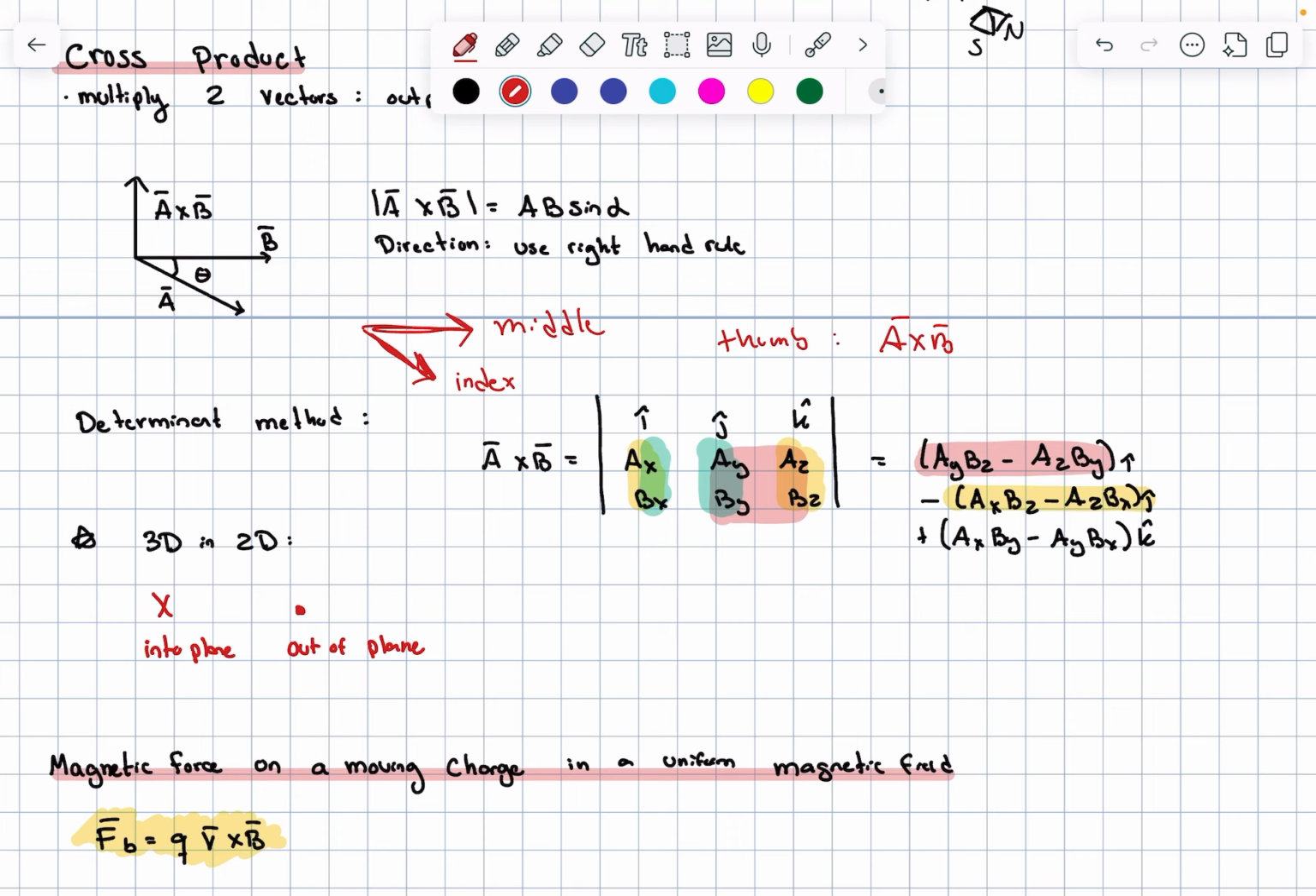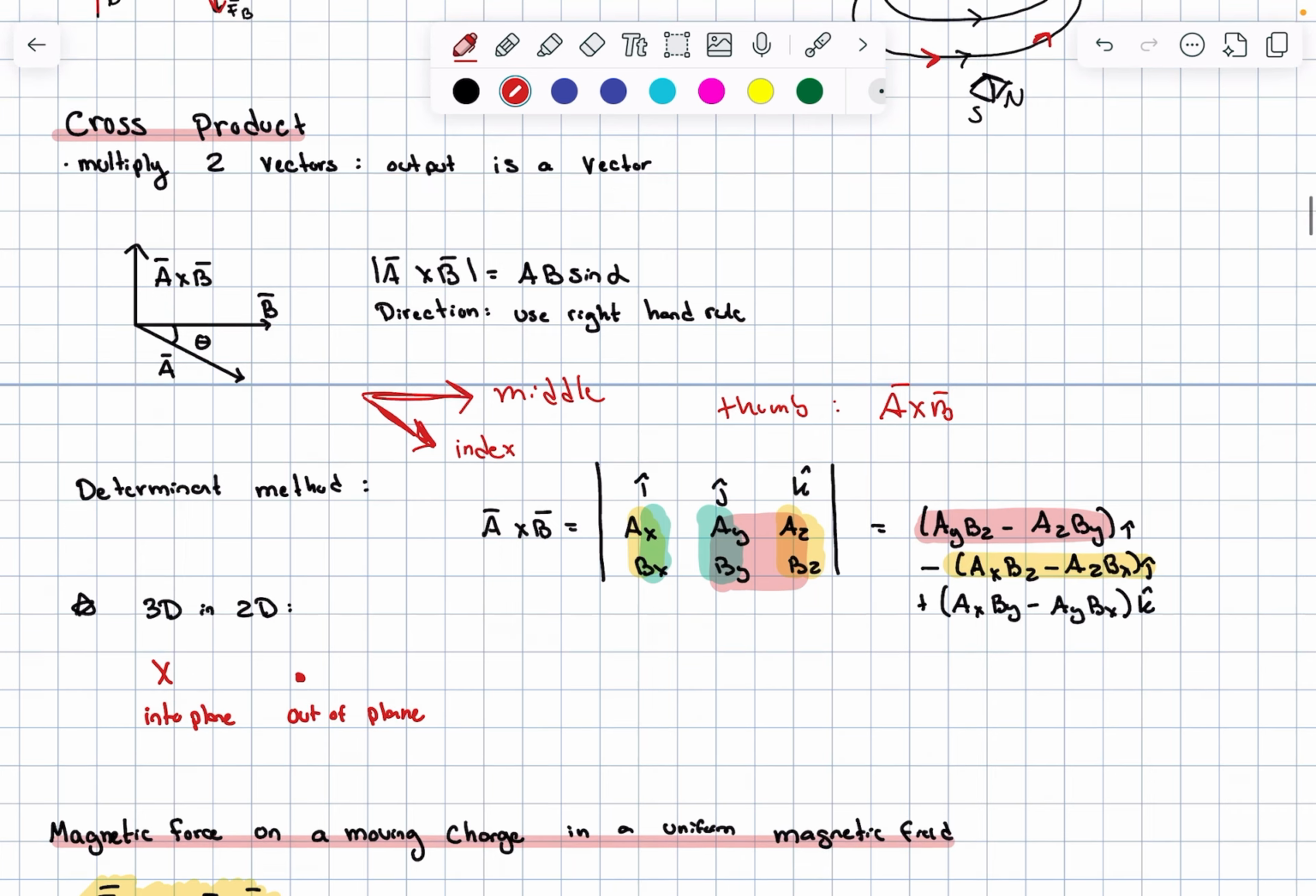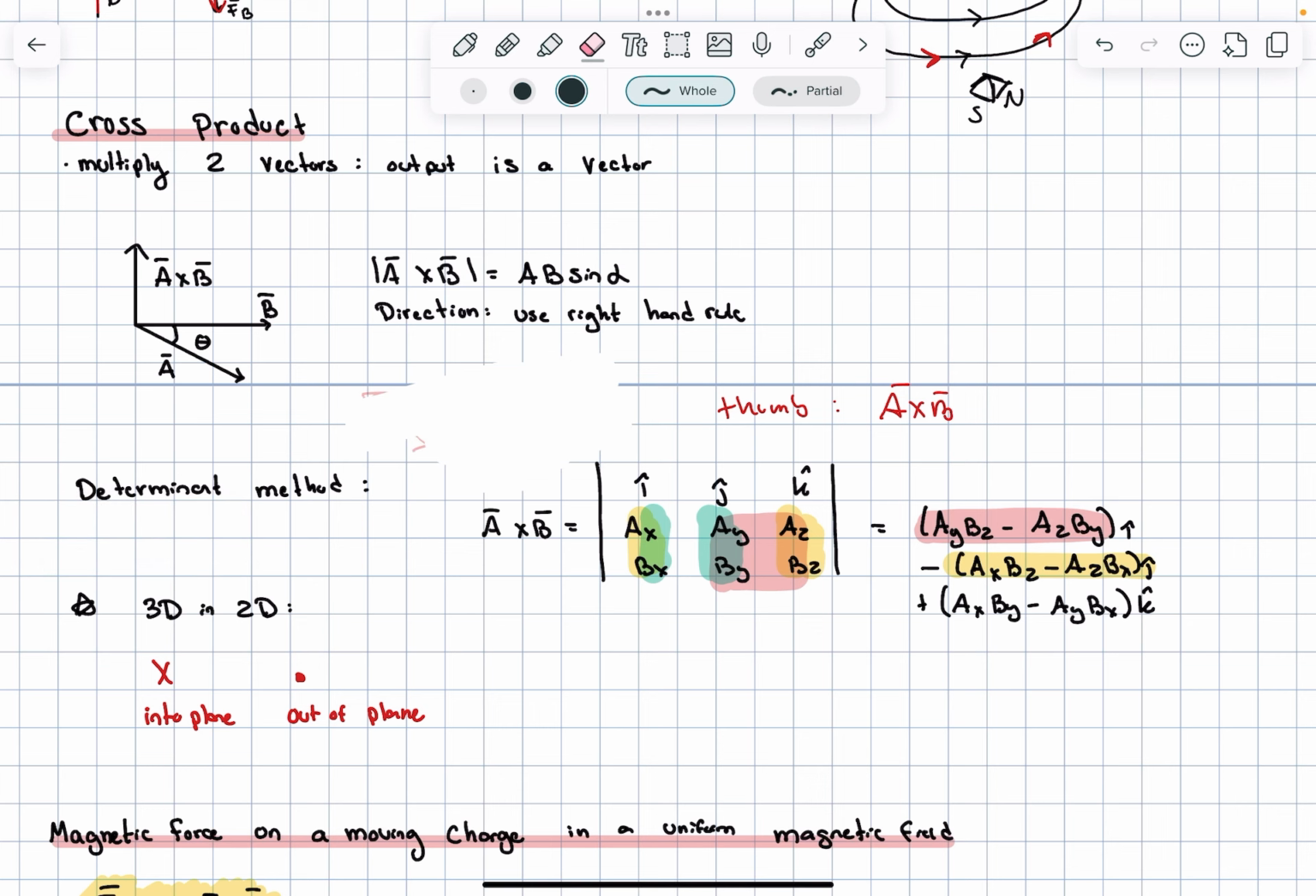We're going to do a couple of examples later on in the problems where, because this is so common using a cross product, you take your index in this direction, middle in this direction, and then wherever your thumb is pointing is the new direction of your vector. So that is about it for cross products.